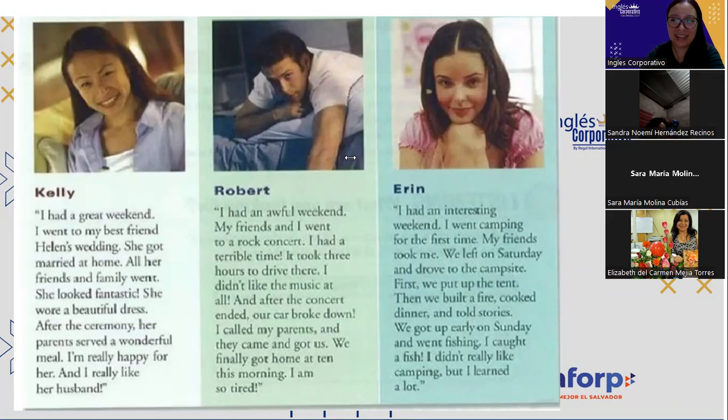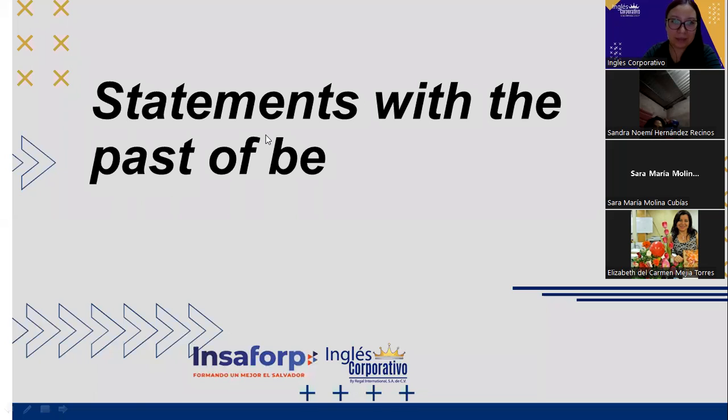Very good. Thank you. All right. Thank you, everyone who participated. Y ahora que ustedes empiecen a mencionar eso, vamos a hablar de statements with the past tense of the verb to be. Okay. ¿Cuáles son las tres formas del verbo to be en presente? ¿Quién me las dice? Are. Correct, Jancy. Thank you. Am, is, are. Son las tres formas del verbo to be en presente.